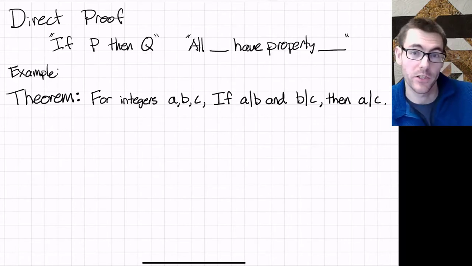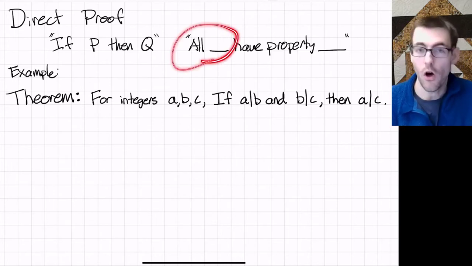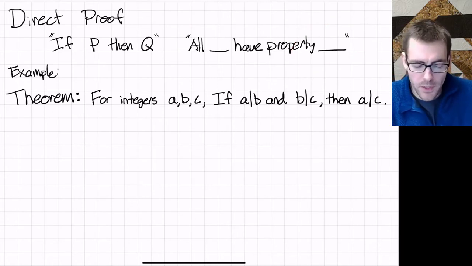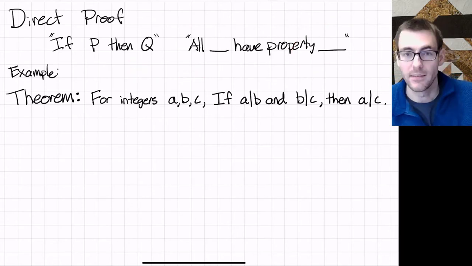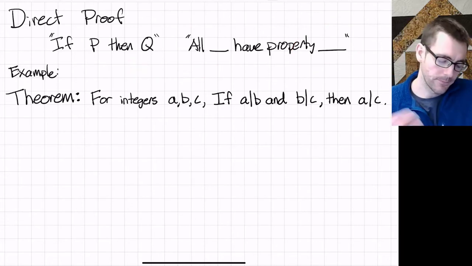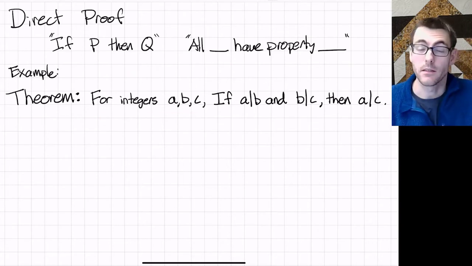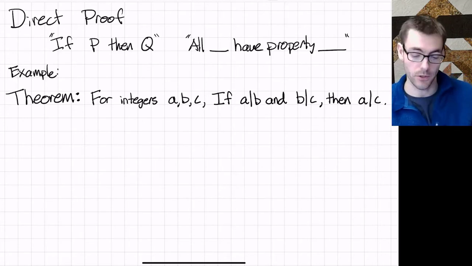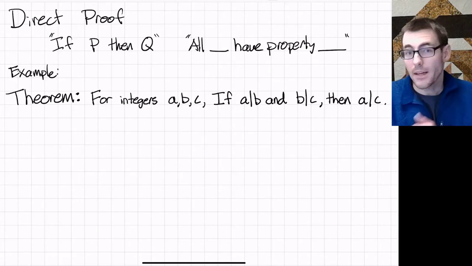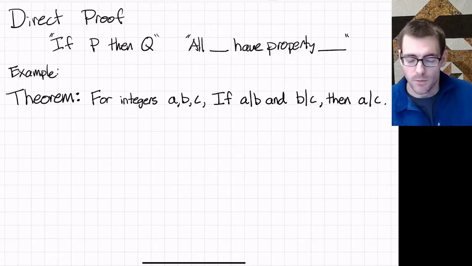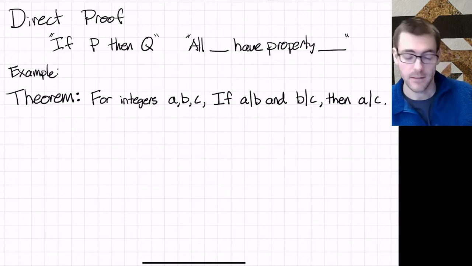Another situation where this might show up is trying to show that all of something has a certain property. This is really just another way of phrasing an if-then statement. Let's look at an example. Let's say that we want to show that for all integers a, b, and c, so for any collection of integers, if a divides b and b divides c, then it must also be the case that a divides c.